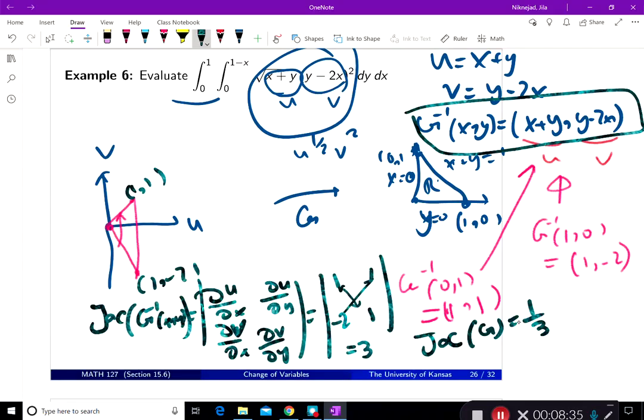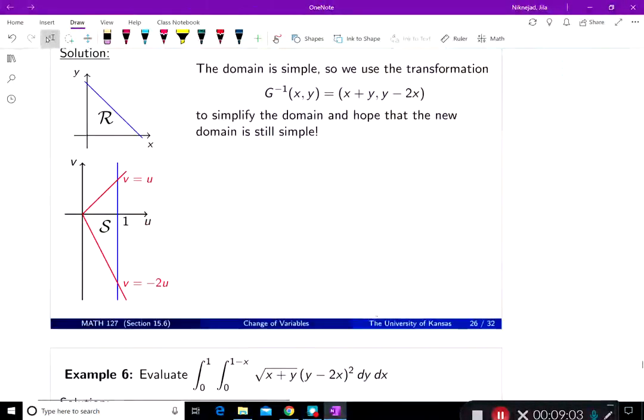Before moving on to the next page, I want to make sure that I know what these are. This one is u equal to 1. This one is u equal to v. This one is v equal to negative 2u.